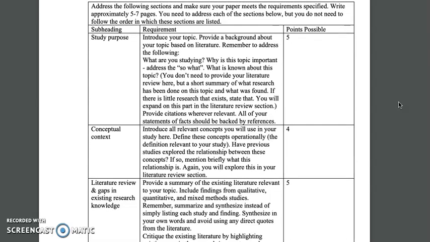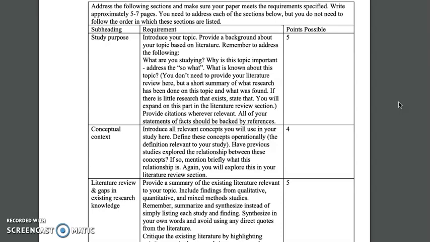Provide citations wherever relevant. Anything that you're stating as a fact will of course need to be backed up by a reference. Again, like I mentioned, this is not where you talk about your literature review, but you can still draw from existing literature to make the case on why this is an important topic, what the topic is, and why we should care.